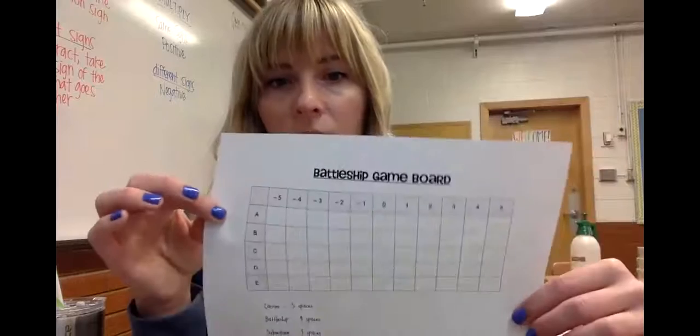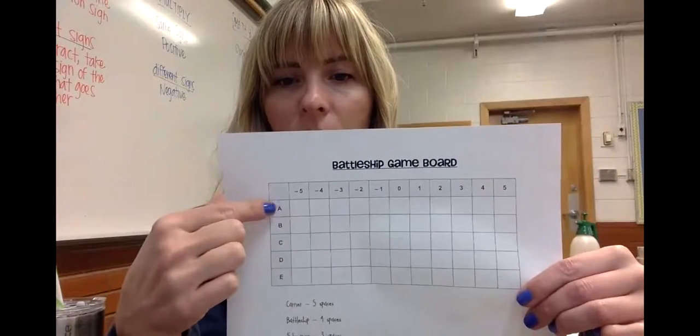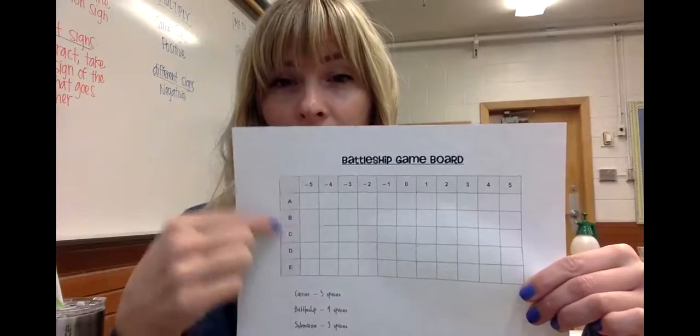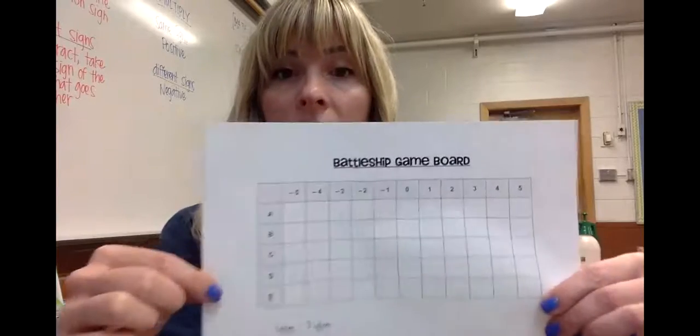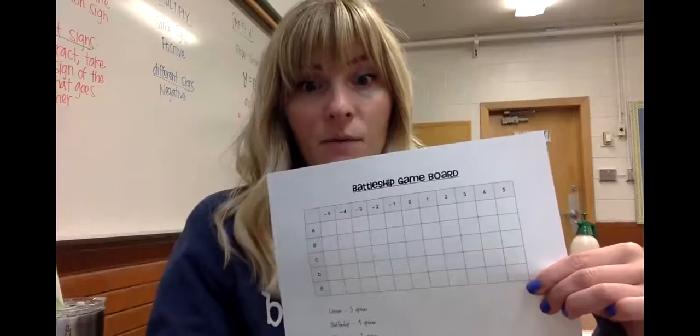What you need on your Battleship game board is you need to make sure you have a column that says A through E, and then make sure you put that blank spot there. And then across the rows, do you see how we have negative integers from -5 to 0 up to +5? So that is what you need.